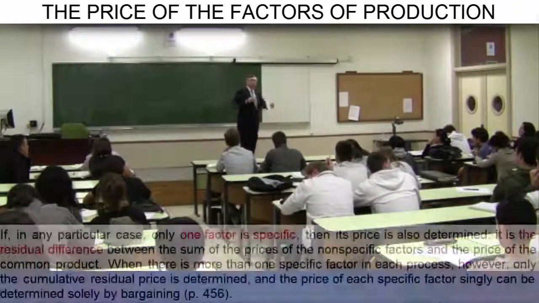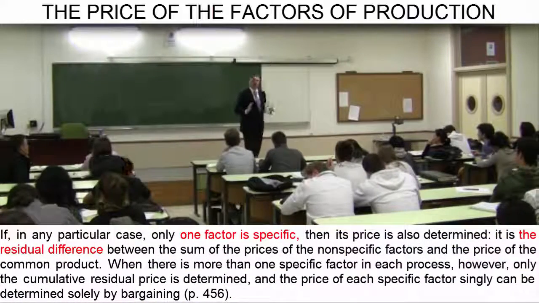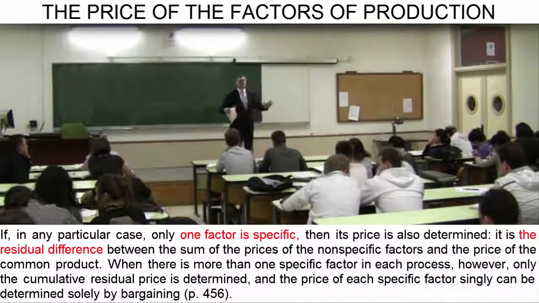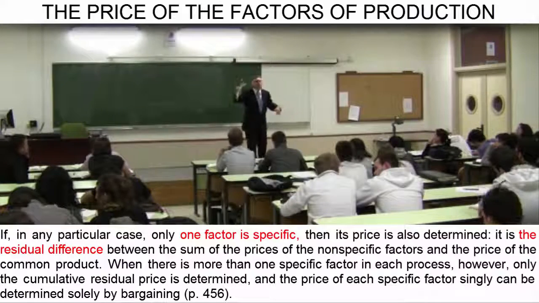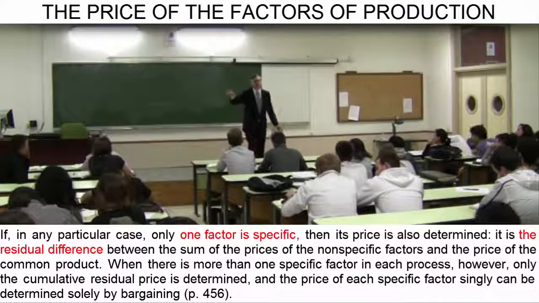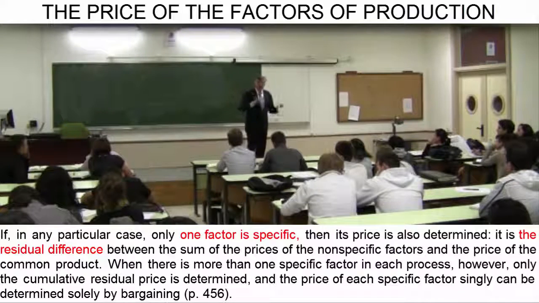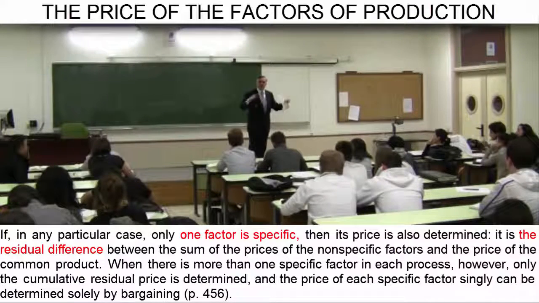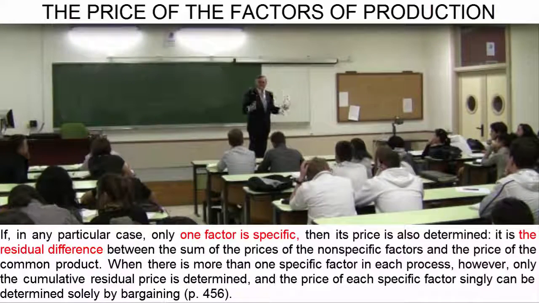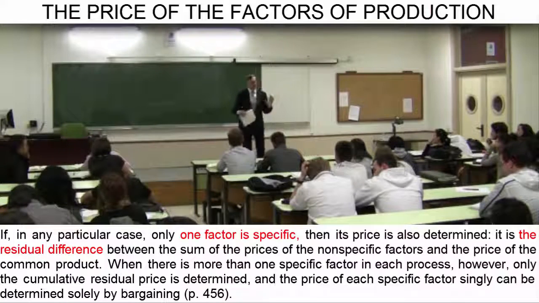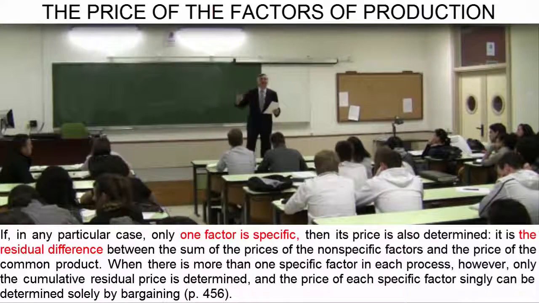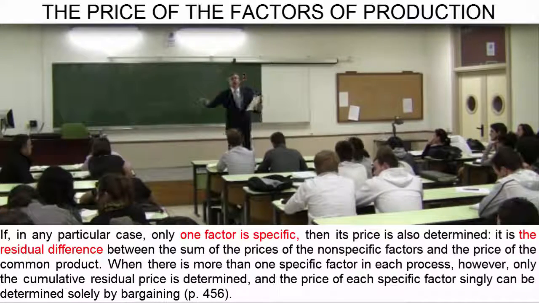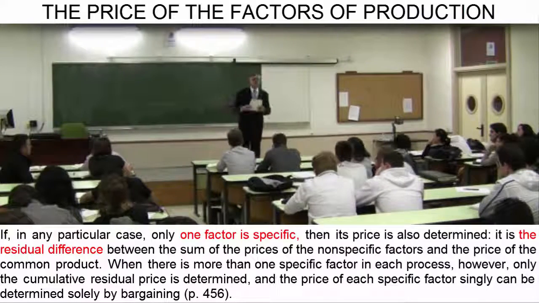What if, in the production process, there are several non-specific factors, and only one specific factor, which is useful solely in that particular line of production? The law we have explained applies to non-specific factors, versatile ones, those which can be put to several different uses. These factors tend to be paid their discounted marginal value product. Then the residual value is paid to the purely specific factor.